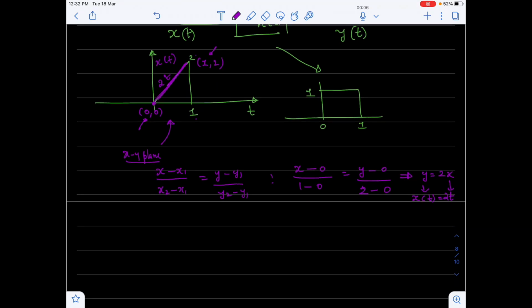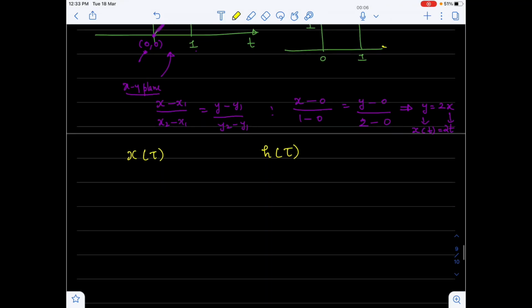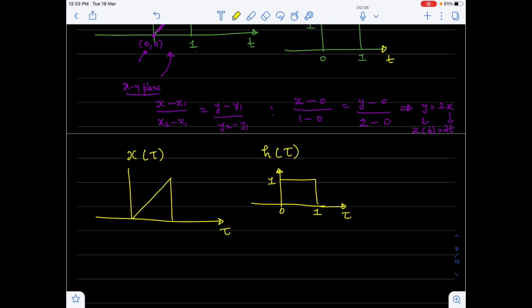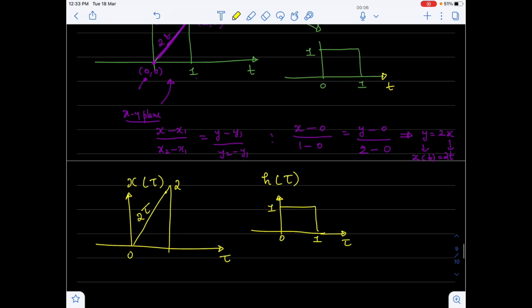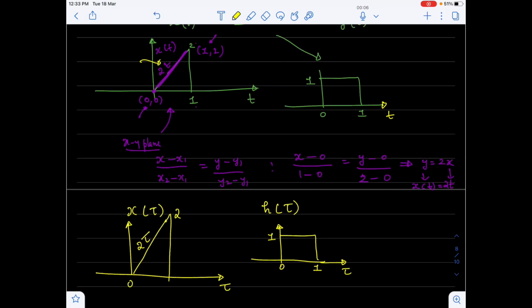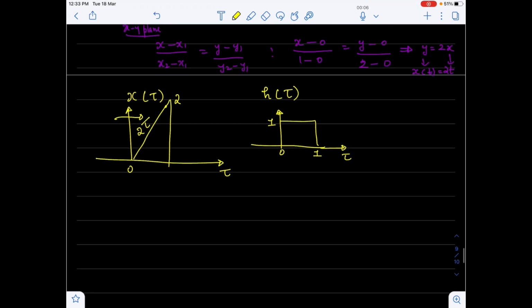Now what is our first step? You need to find what is x of tau and you need to find what is h of tau. H of tau is very easy, this is a function of time, so just find as a function of tau, this is 1 and 0 and 1. But x of tau also very easy, this is a function of time, the same graph, this going to 2, and the equation is 2 times tau, not t. So be careful, because this is a function of time, now it is a function of tau. So this is our first situation.